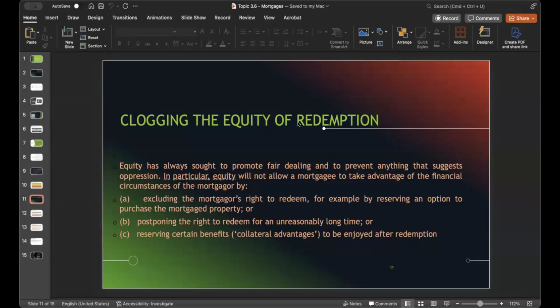So let me just read Kayla's question. What if the mortgagor breaches a term in your agreement? Does that nullify the mortgage? No, it doesn't. Well, it kind of depends, because the questions you guys are asking are basically contract law questions. A mortgage is a contract.